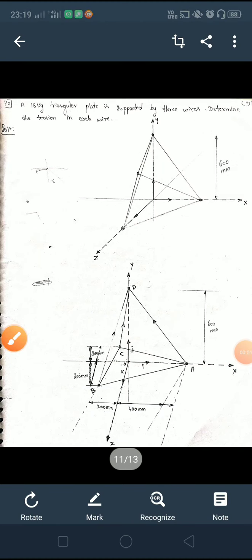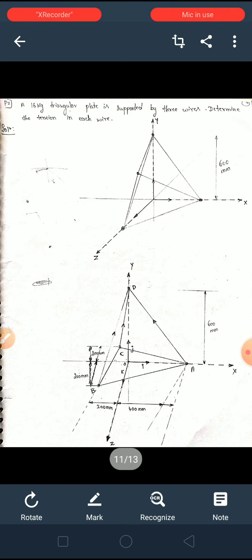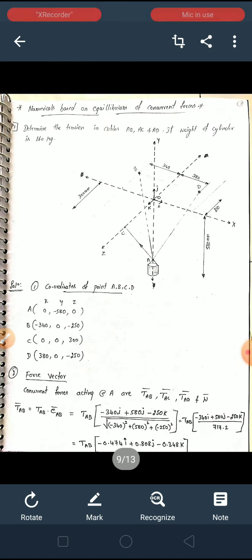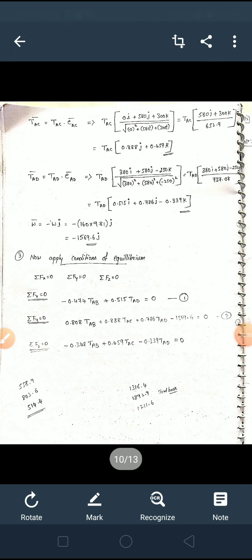Hello students, good evening. In the previous video we were solving some numericals related to space force, correct? We'll continue the same topic in this video lecture. I think this is the last problem which we solved in the previous video. We started with the numerical based on equilibrium of concurrent forces. In this class we will take one more problem related to the equilibrium conditions.